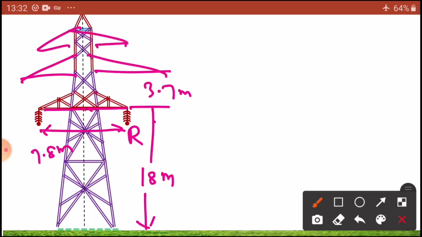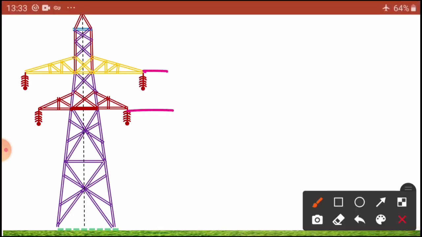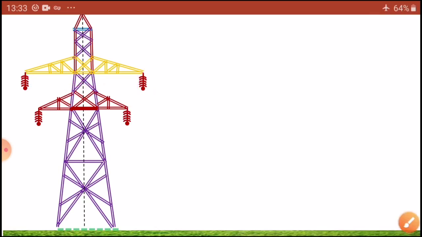Okay, so you know this thing. Now the first phase is over. Next the Y phase. What is the distance from this to this one? It is 3.7, and this length is the bigger one, 8.2 meters. Now another phase is the top one, that is 6.4 meters. Okay, so these are the sizes.